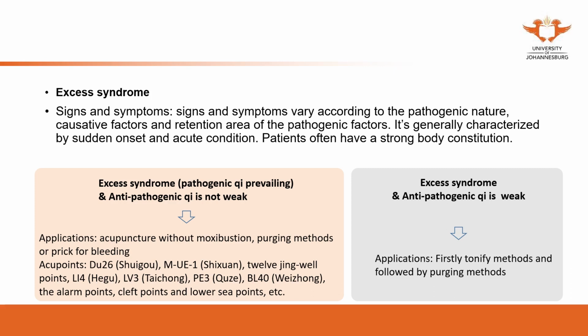Xi-cleft points can be used for emergency. We have mentioned this quite a few times. Xi-cleft is where the qi and blood flow very fast, so it can help to relieve the emergency. Lower He-sea points are also where the qi of the Fu organs gathers in the lower extremities.